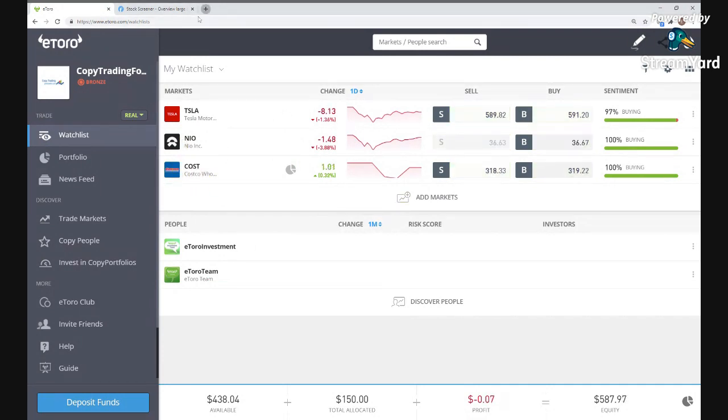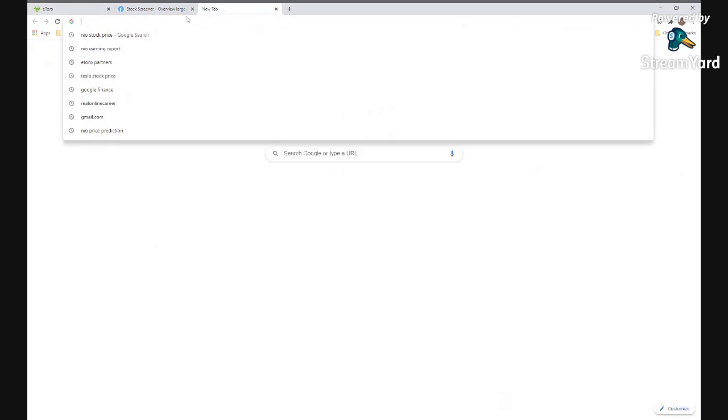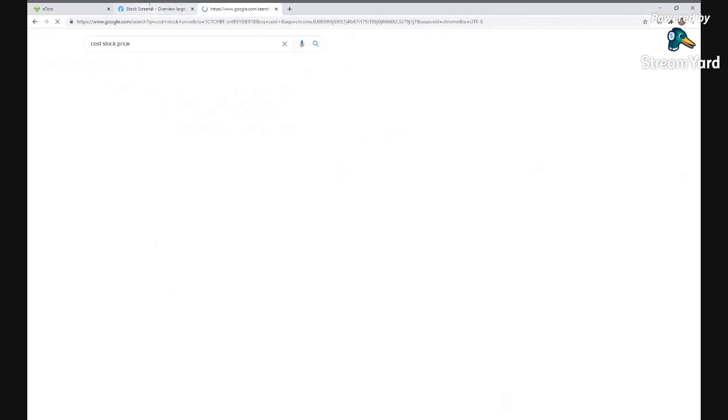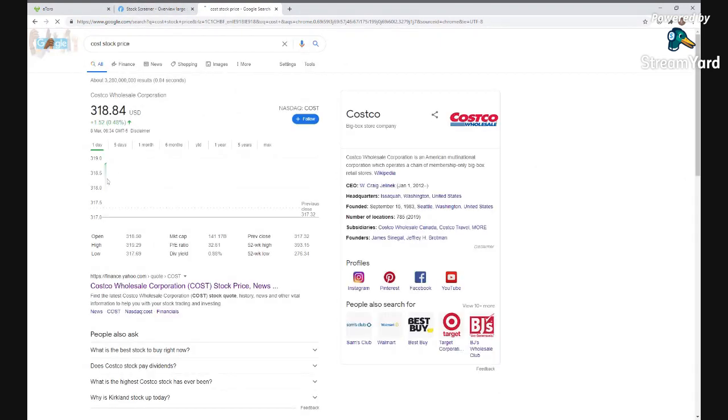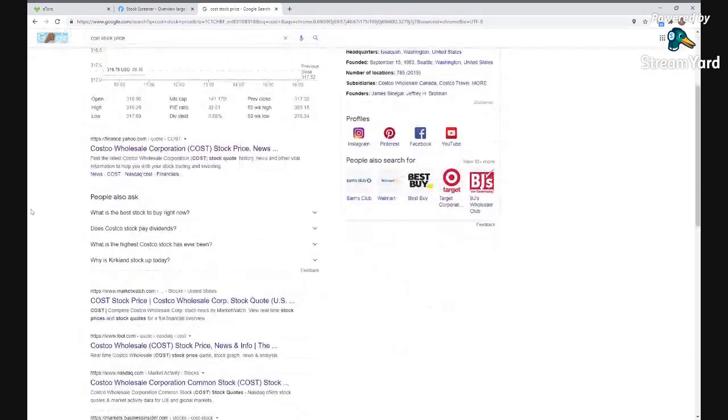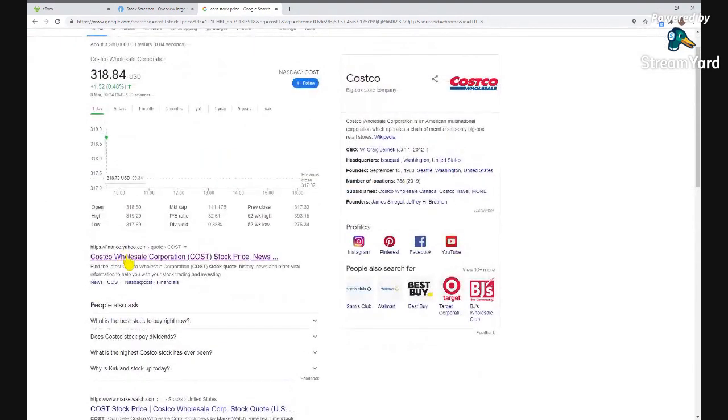So how do I watch the stock price? I just put in Costco stock price into Google, and you can watch it on this easy to follow chart here on Google. But a website I like to use is finance.yahoo.com, and you just see it here.